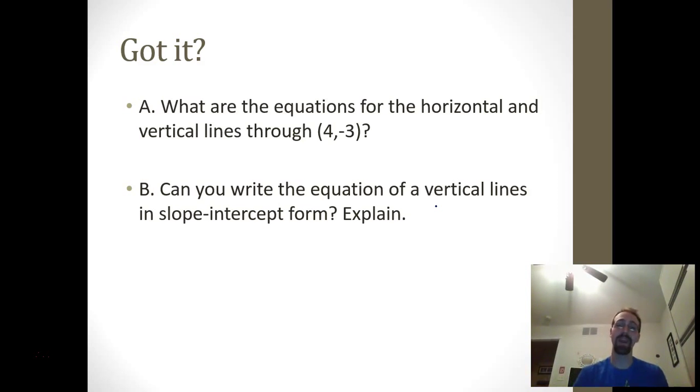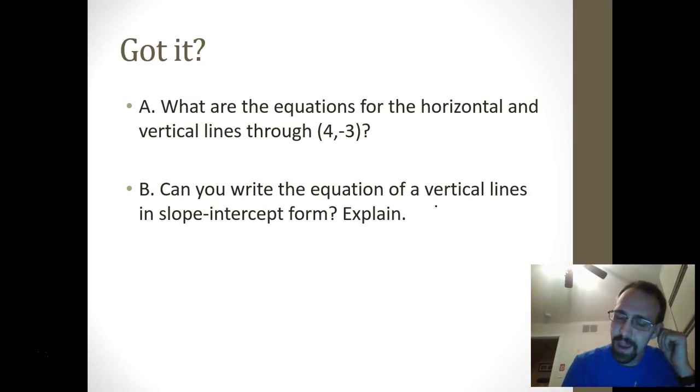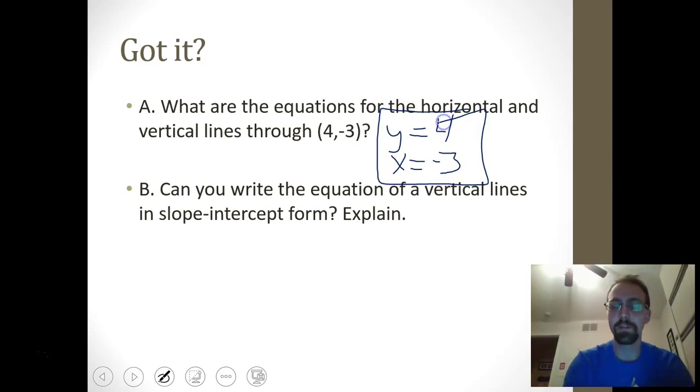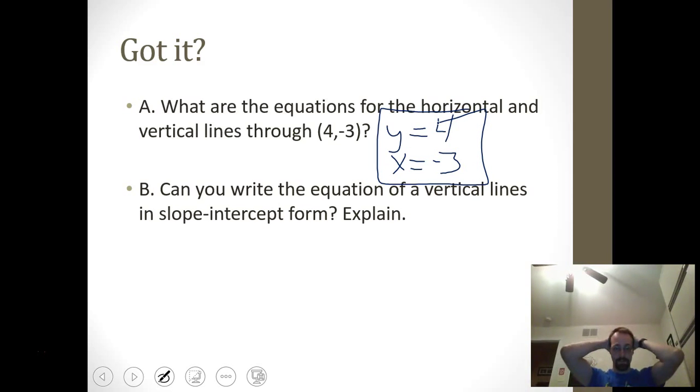Alright, so you should have A done, and after you graph this, you should have 4, negative 3, and your equation would be y equals 4, and x equals negative 3. That's what you got. If you didn't get that, check with your friends, check with your enemies. That's what you should have.